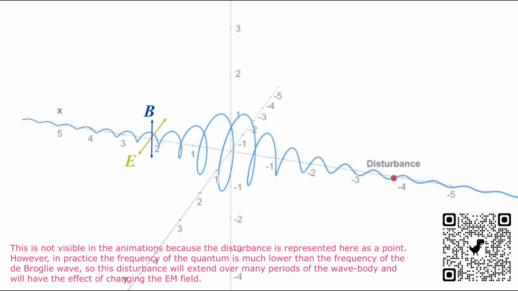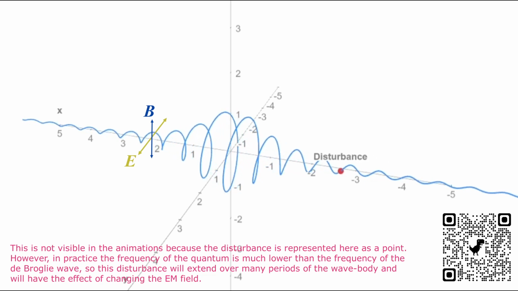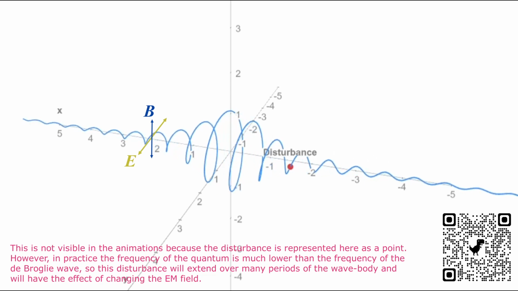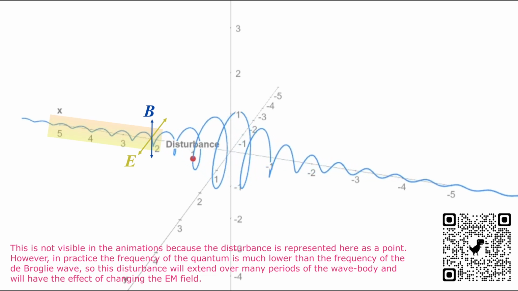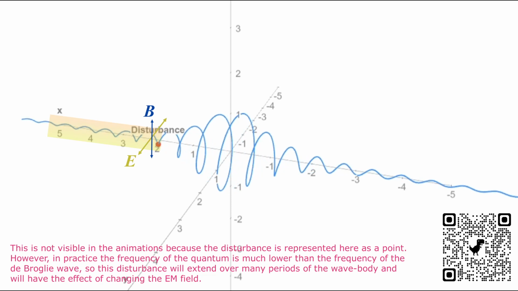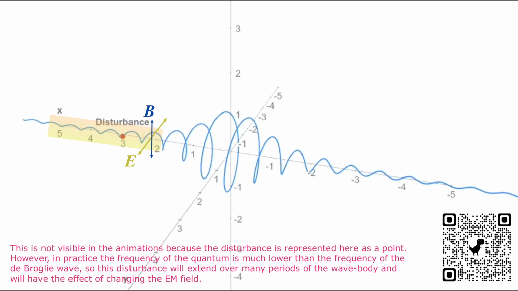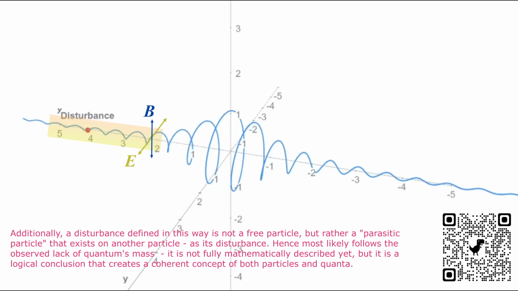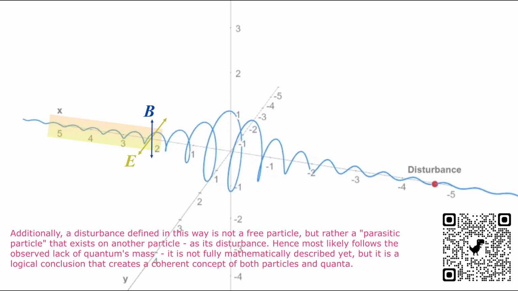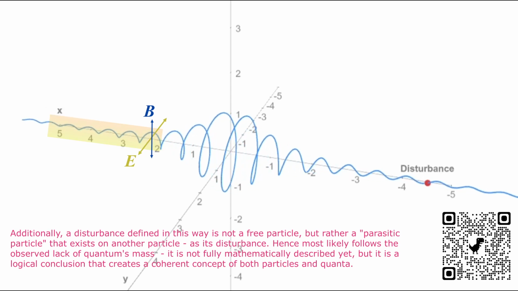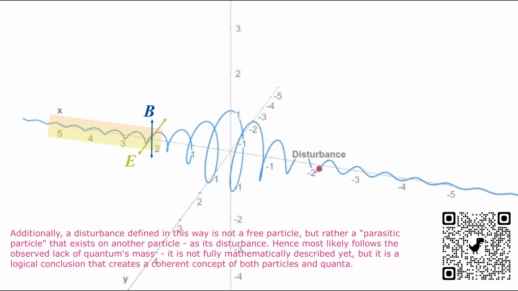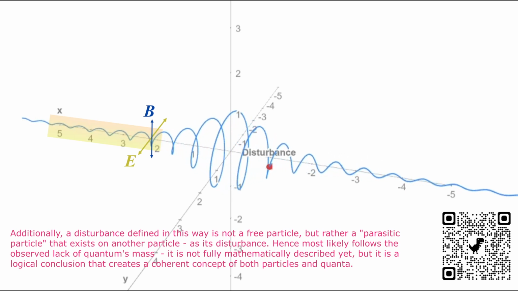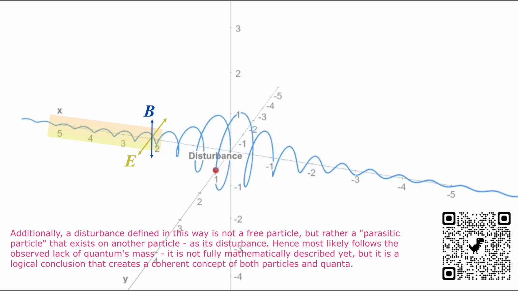However, in practice, the frequency of the quantum is much lower than the frequency of the de Broglie wave, so this disturbance will extend over many periods of the wave body and will have the effect of changing the EM field. Additionally, a disturbance defined in this way is not a free particle, but rather a parasitic particle that exists on another particle as its disturbance. Hence, most likely follows the observed lack of quantum mass.